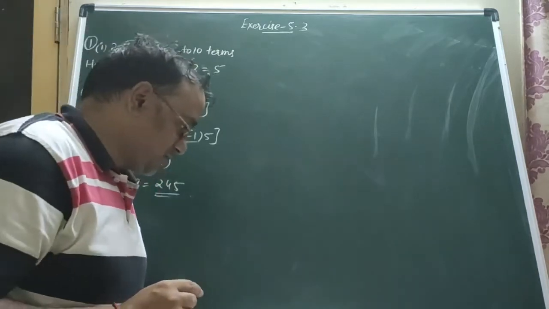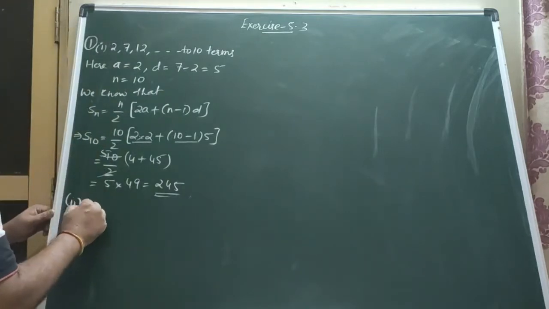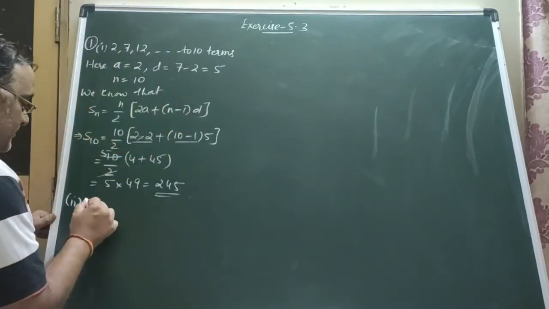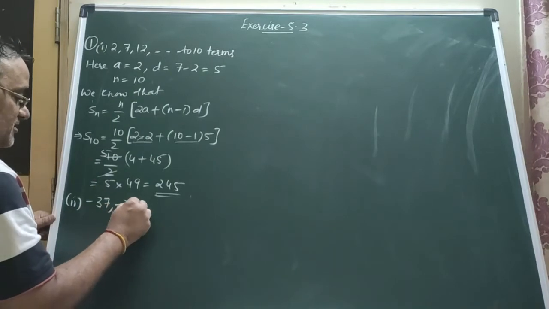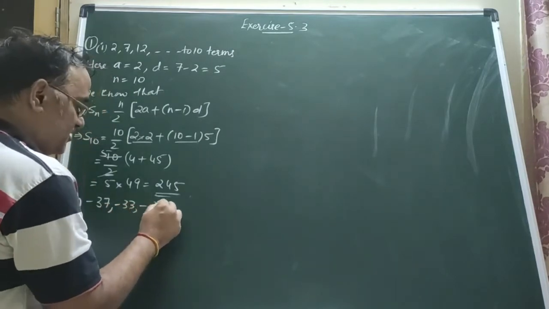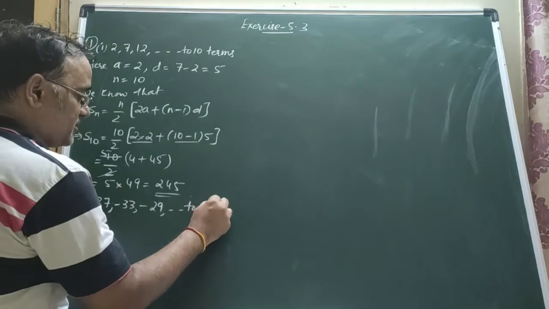Okay. Next question. Question number 1, second bit इसी का. Minus 37, minus 33, minus 29 up to 10 terms.